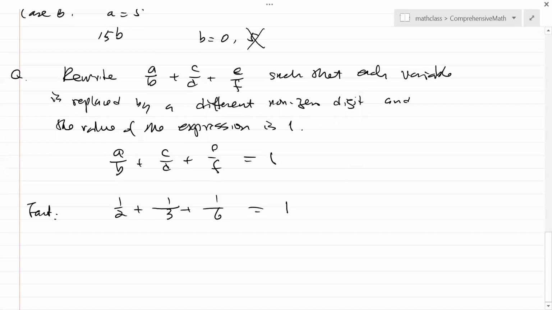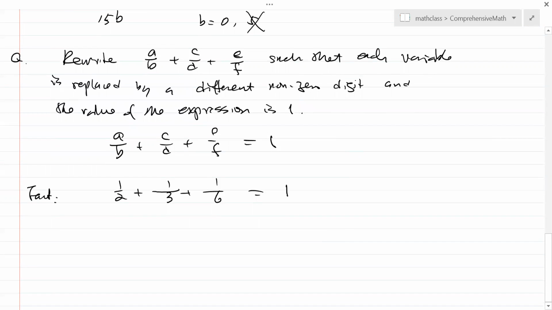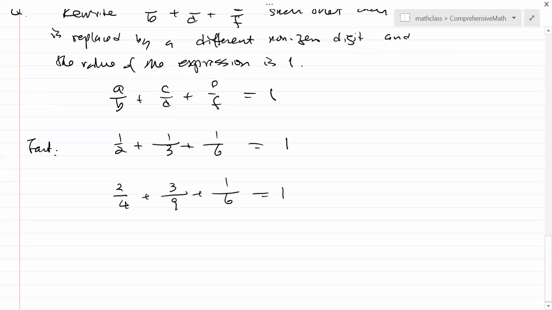Okay. So you want to use digits. You cannot keep all the ones there. The numerator is always equal to one. All you have to do is change 1/2 to 2/4, and 1/3 to 3/9, and 1/6 still keeps the same value. That's it. That's easy.